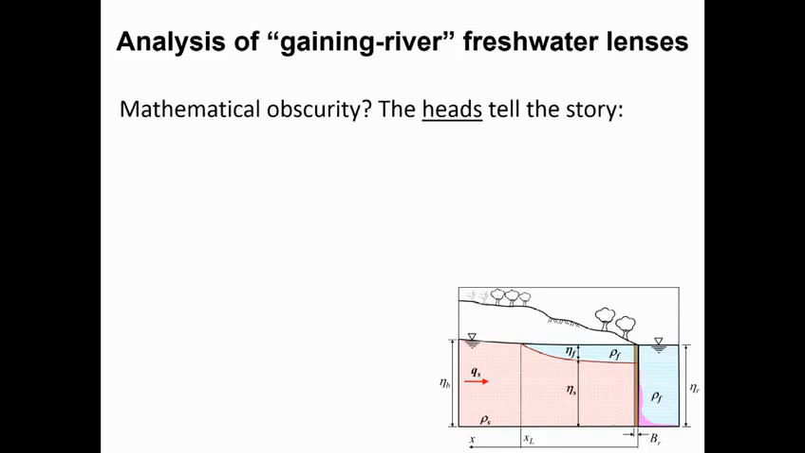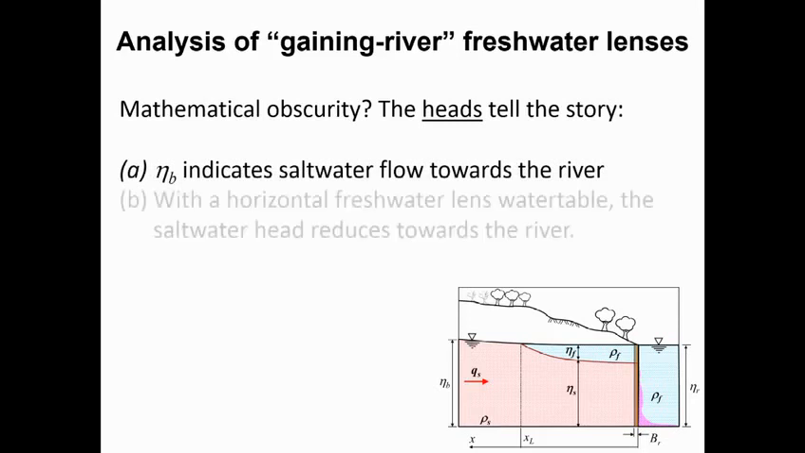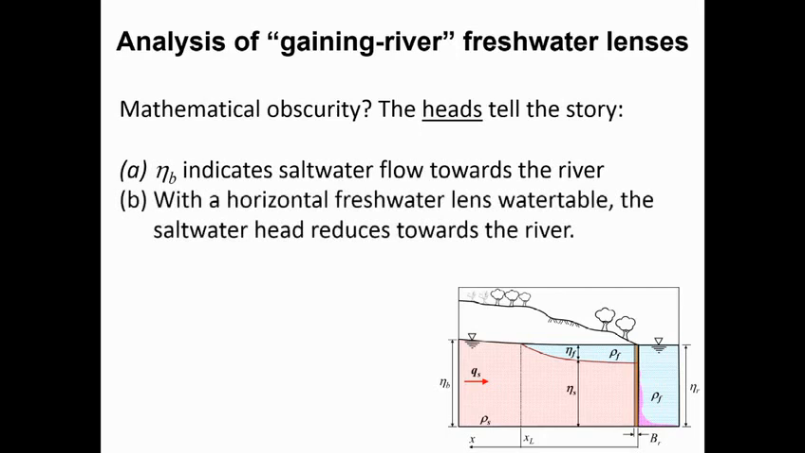Well, we have E to B, which is the head at the boundary, indicates that the saltwater flows towards the river because it's higher than the river. So there's flow moving towards the river. If we put a horizontal water table on the lens, then the water in the lens isn't moving. But then I ask, do we have a falling head in this direction if this water table is constant? So is the head actually dropping as we go towards the river?